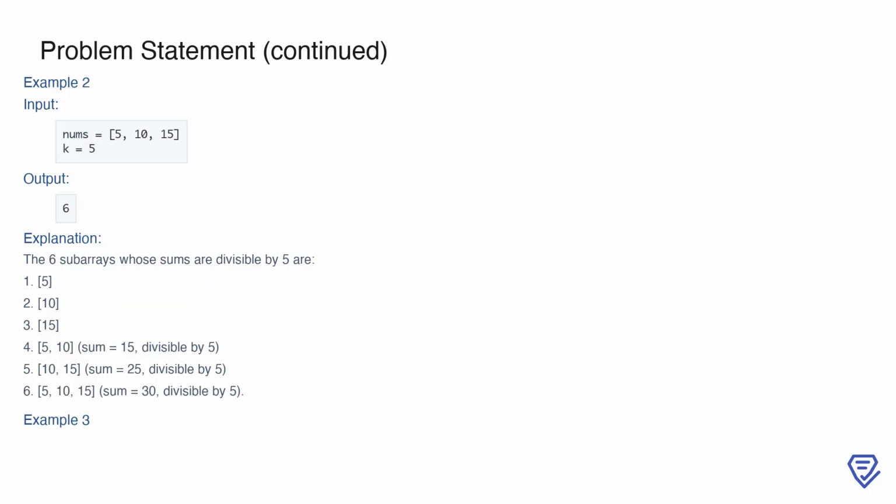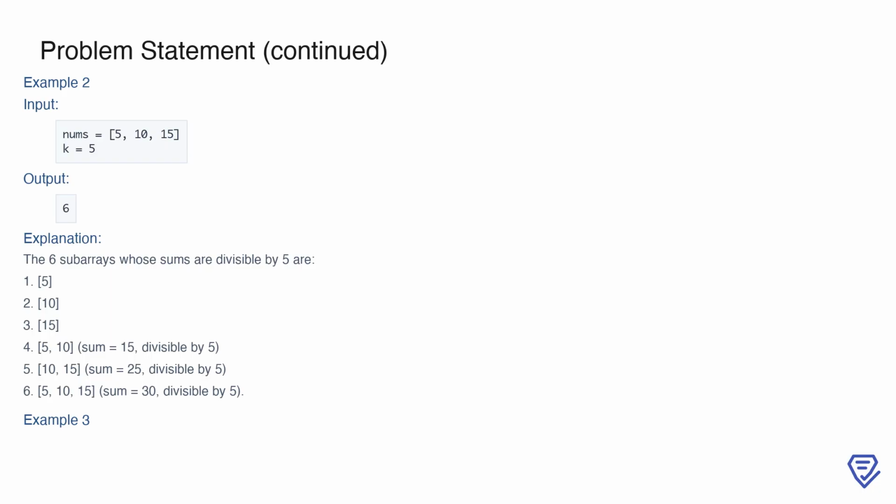Now let's take a look at another example. Here, nums is 5, 10, 15, and k is 5. The output is 6, which means there are 6 subarrays whose sums are divisible by 5. Breaking it down, the individual elements 5, 10, and 15 are all divisible by 5.